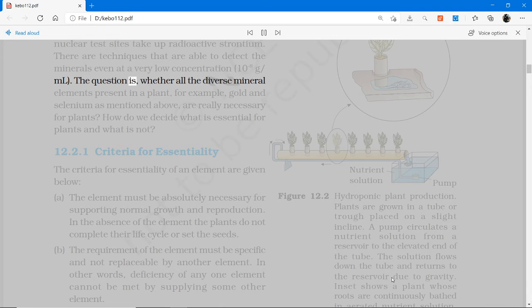The question is, whether all the diverse mineral elements present in a plant, for example, gold and selenium as mentioned above, are really necessary for plants? How do we decide what is essential for plants and what is not?